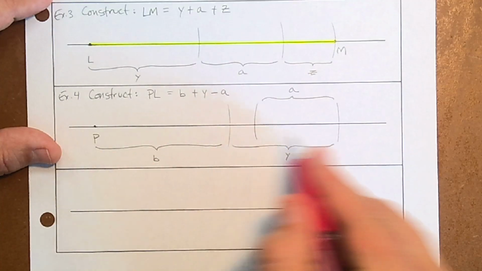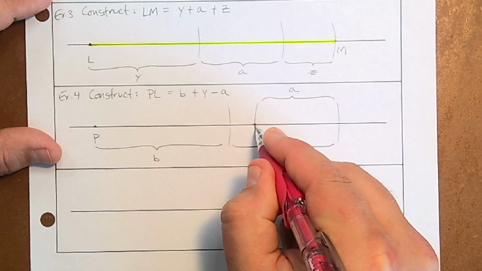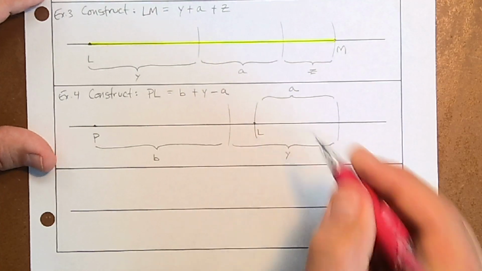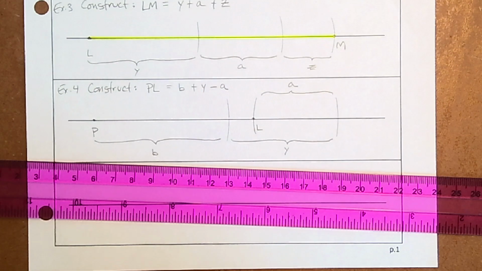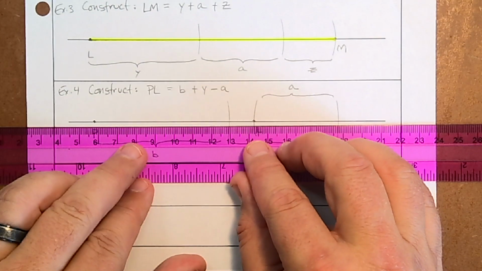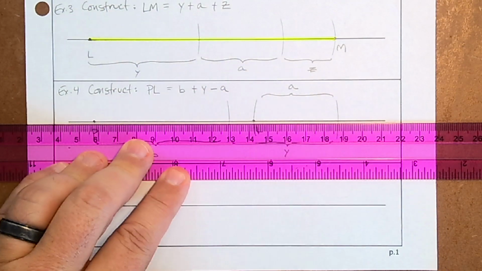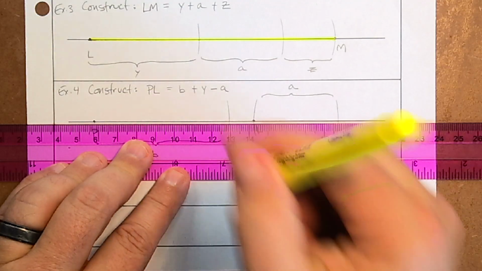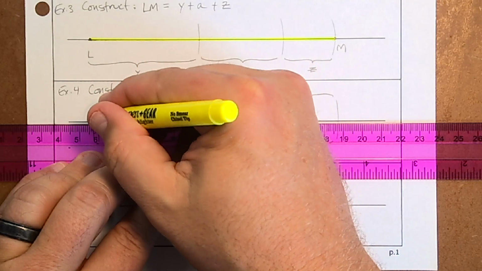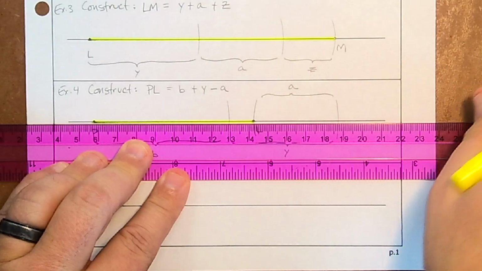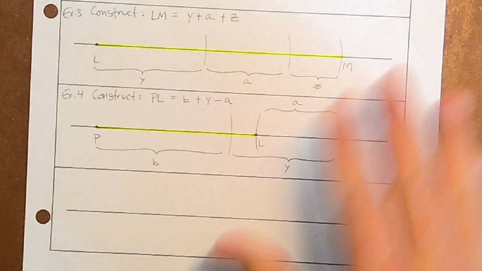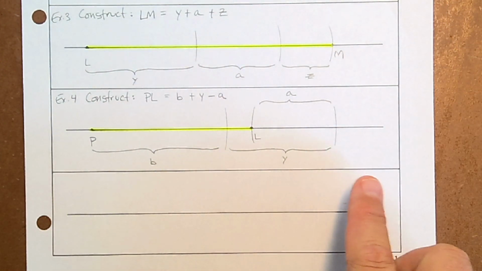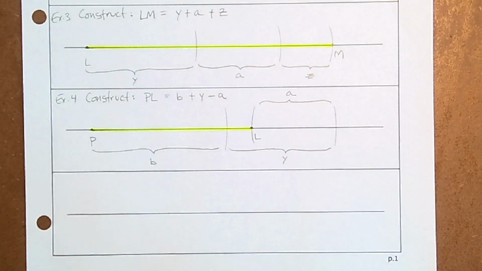Now I've gone B plus Y, take off A. That means that this right here is where my point L should go. And then I can come in with my highlighter and say, right here, Mr. Vargas, this is what I want you to grade, from P to L, just like that. That's the work you would show me to create a B plus Y, take off A line segment PL.